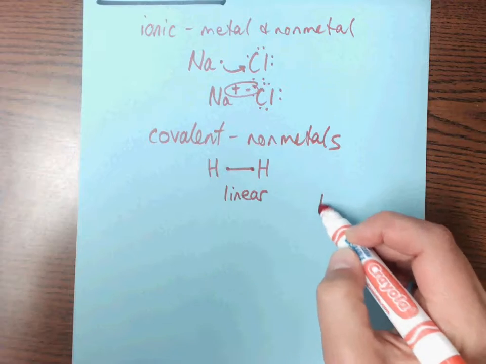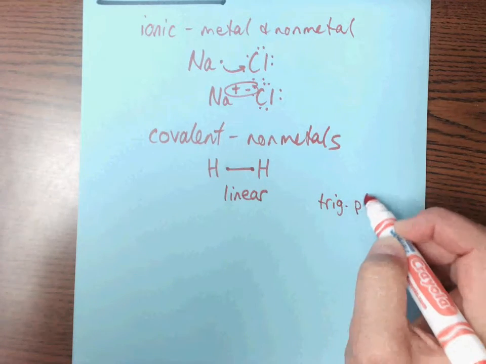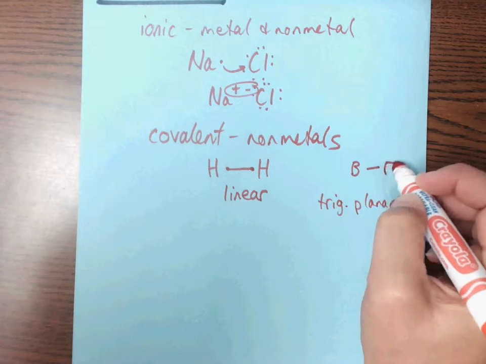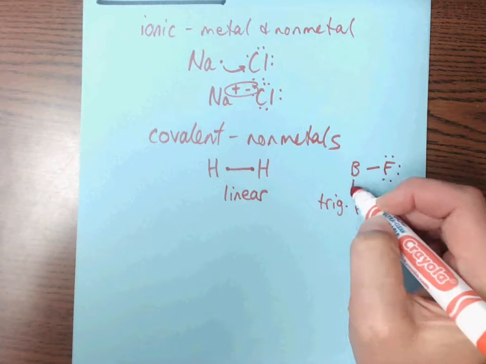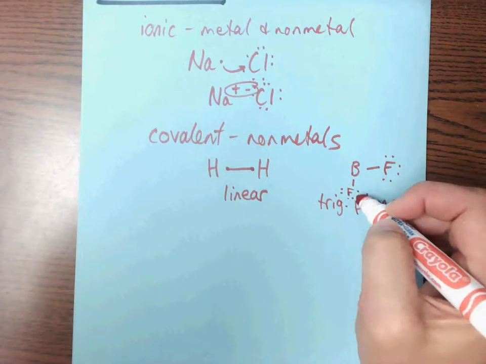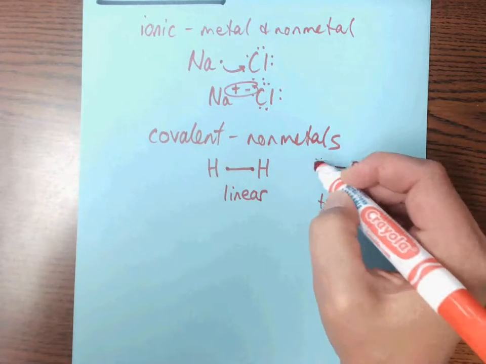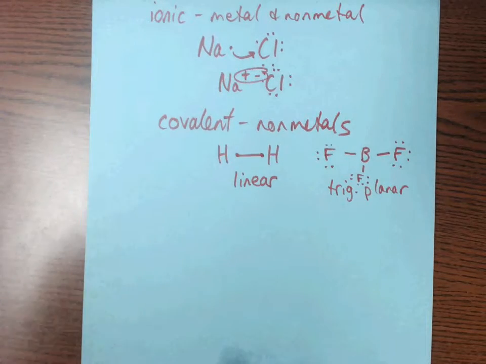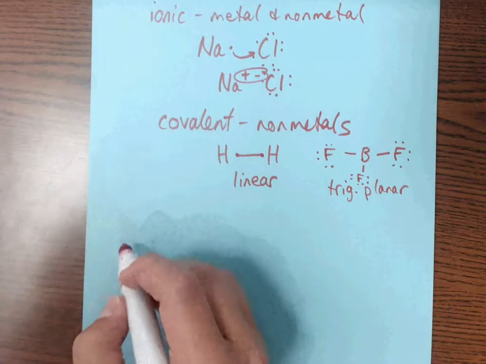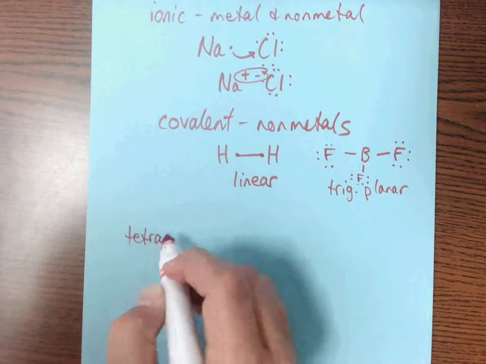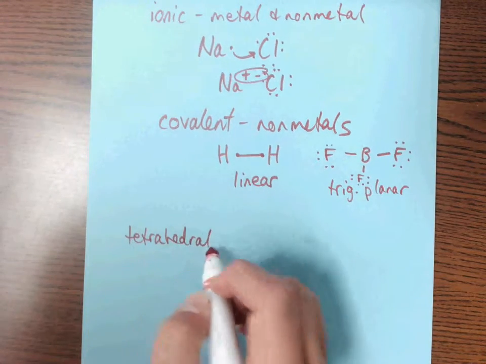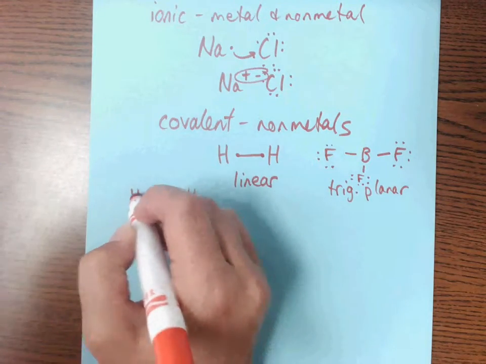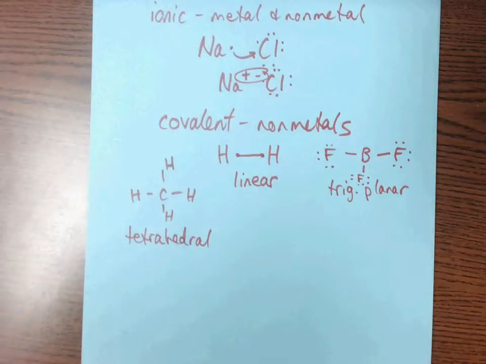We also talked about trigonal planar, which would have 1 atom bonded in the center with 3 atoms around, all in the same plane. This boron is actually one of the exceptions. It only makes 3 bonds, so it only has 6 valence electrons. And then we have tetrahedral, which you should know tetra means 4. So that's when you have 1 atom bonded to 4 different atoms, like our methane here.